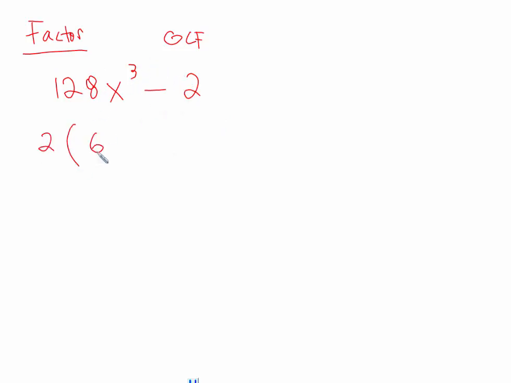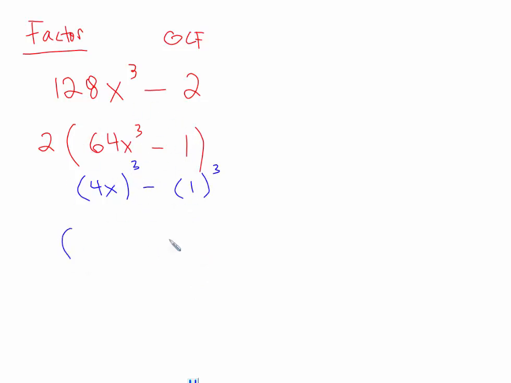So if you take out a 2, you end up with 64x to the third minus 1. You notice here, this would not be a difference of cubes because these are not perfect cubes. But then you should recognize, oh, I could take out a GCF. And then look at what we have now. These values are perfect cubes. This is 4x to the third power gives us this, and obviously 1 to the third power gives us 1. So we have a difference of cubes in here.